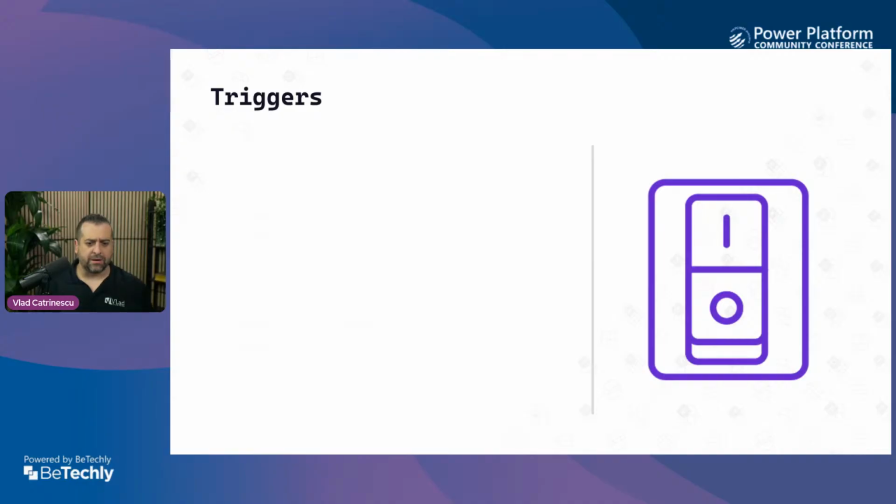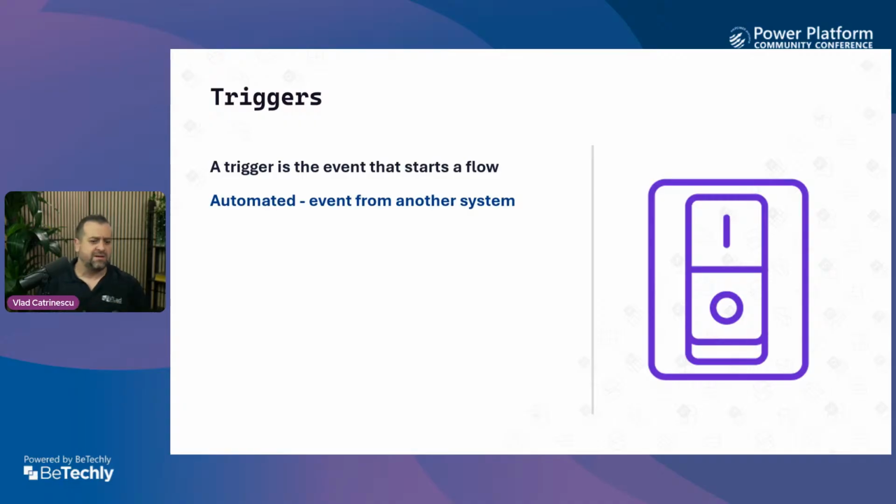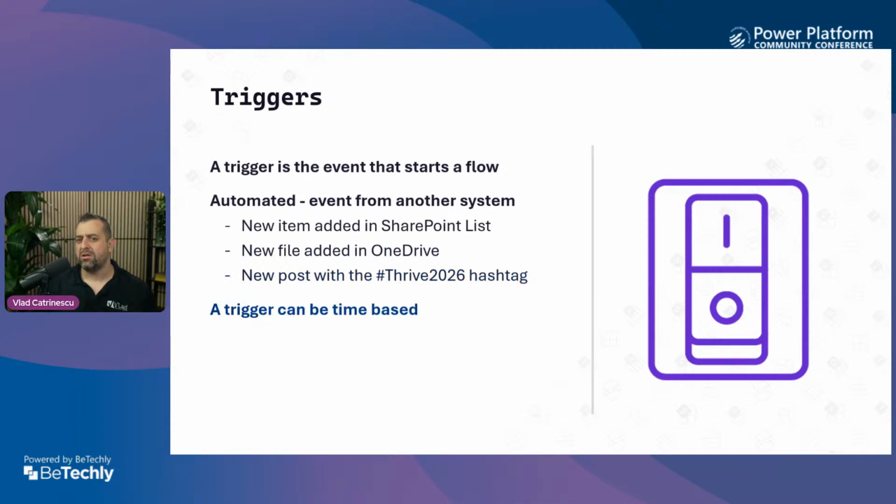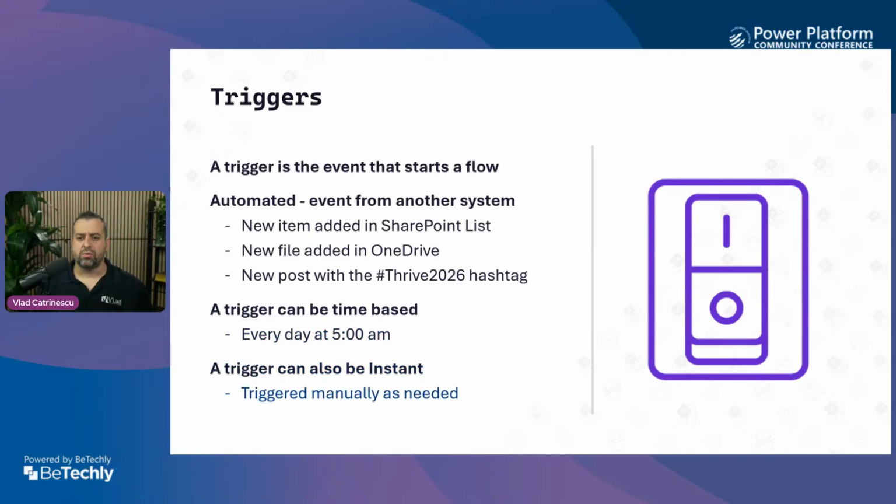Now, the trigger is the event that starts your flow. A trigger can be automated, so something that happens in another system. So think of a new item added in a SharePoint list, or a new file added in OneDrive, or a new post on X with the PPCC26 hashtag. A trigger can also be time-based, so every day at 5 a.m., run my flow, or it can also be instant or manual, where you trigger it manually as needed.